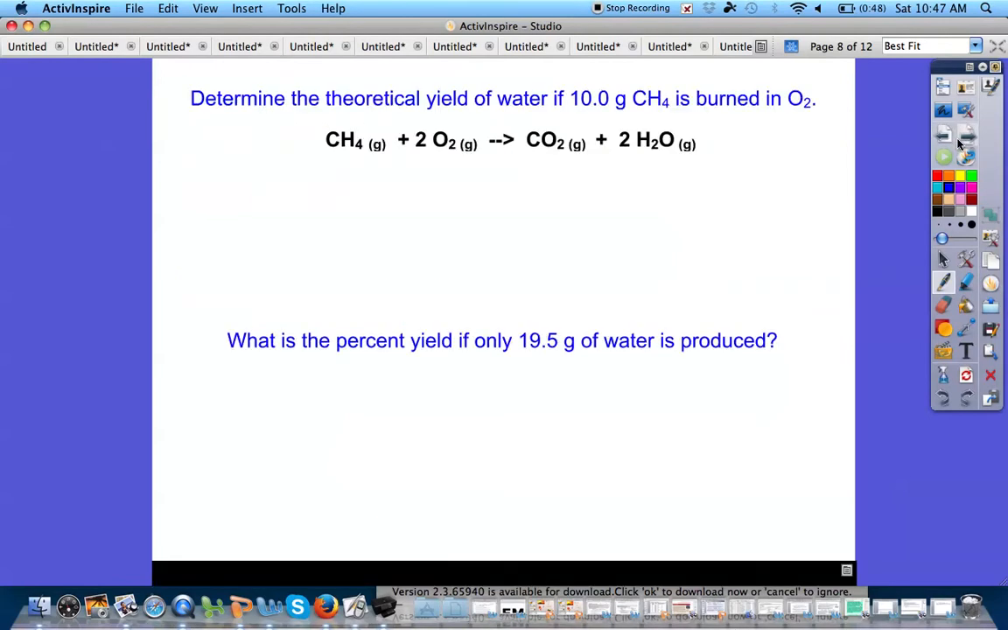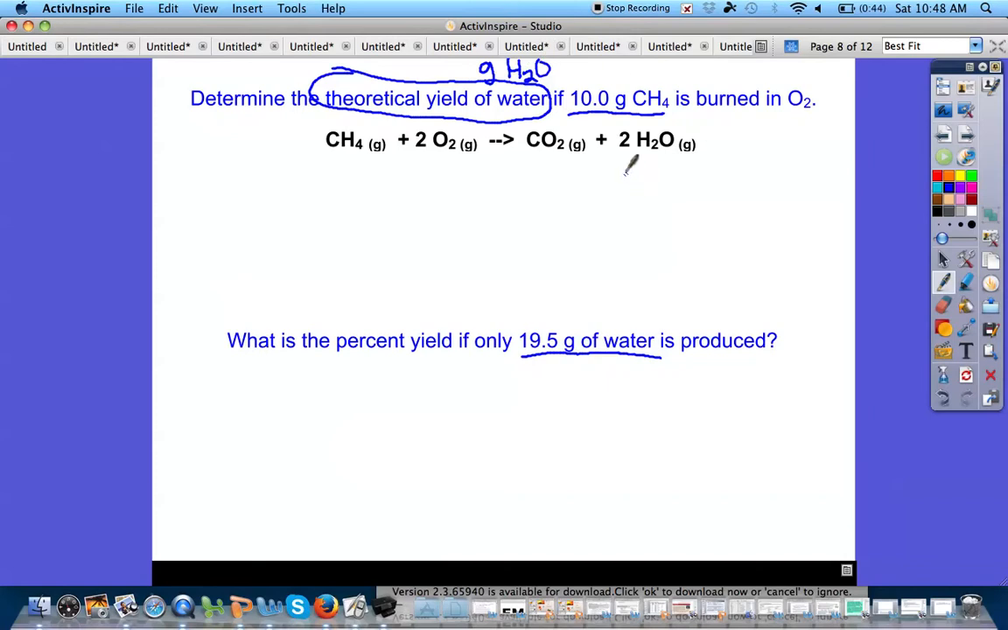So our next problem says determine the theoretical yield of water if 10 grams of methane is burned in oxygen. So it's a combustion reaction, so we need oxygen in order for it to burn. We want the theoretical yield of water. And most of the time when you're working with percent yield, you're going to be trying to find a mass in grams, because that is what you're going to be able to measure in the lab. And if you take a look down here at the percent yield question, it says grams of water. So the theoretical yield of water is going to be grams of H2O.